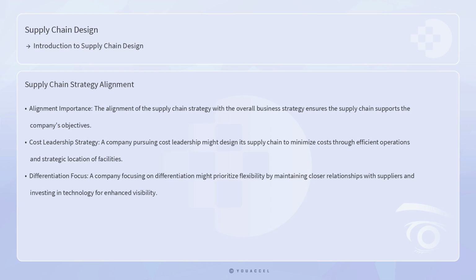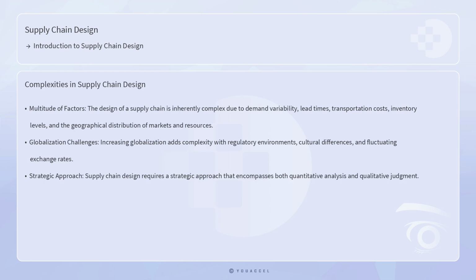Conversely, a company focusing on differentiation might prioritize flexibility and responsiveness by maintaining closer relationships with suppliers and investing in technology that enhances visibility and communication throughout the supply chain. The design of a supply chain is inherently complex due to the multitude of factors that must be considered. These factors include demand variability, lead times, transportation costs, inventory levels, and the geographical distribution of markets and resources.